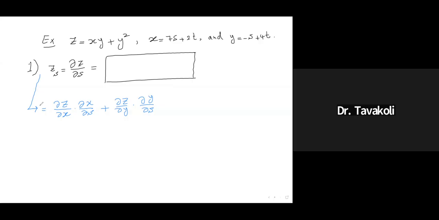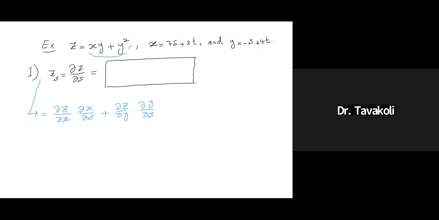Okay, partial derivative of z with respect to x. Here I should look at y as a constant. Partial derivative of z with respect to x is just y. Partial derivative of x with respect to s, I should deal with t as a constant. That's just 7. Then plus partial derivative of z with respect to y, I should deal with x as a constant. So it becomes x plus 2y.